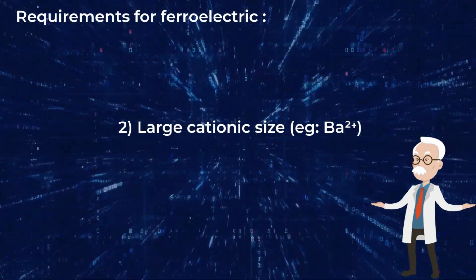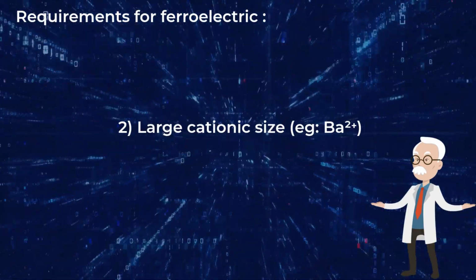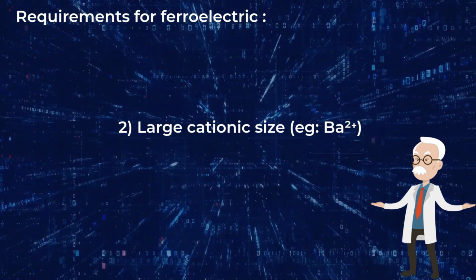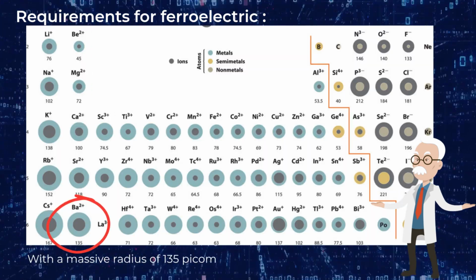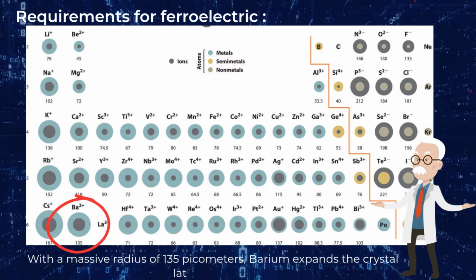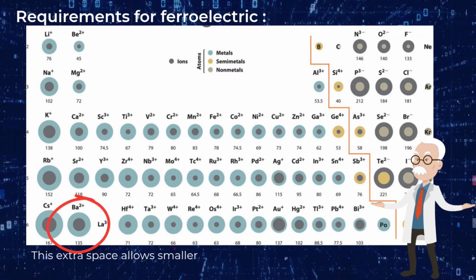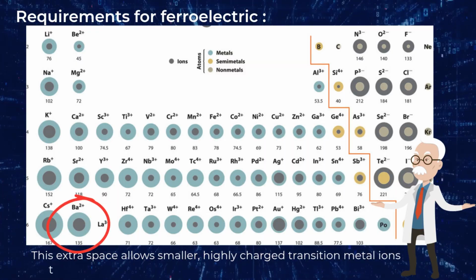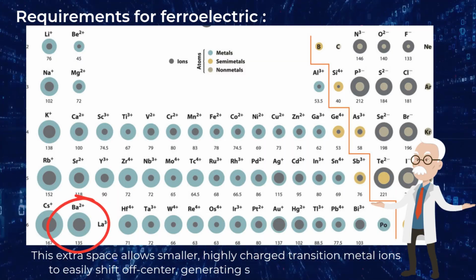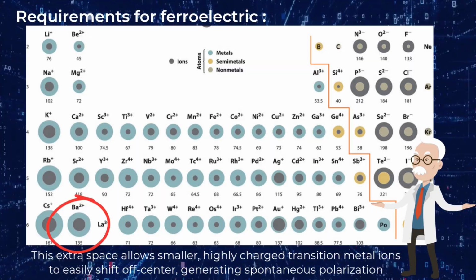Second, it requires a large cationic size, such as the barium ion Ba2+. With a massive radius of 135 picometers, barium expands the crystal lattice unit cell. This extra space allows smaller, highly charged transition metal ions to easily shift off-center, generating spontaneous polarization.